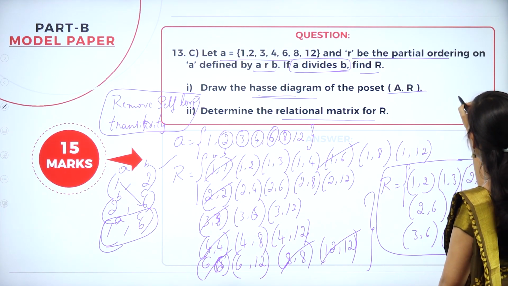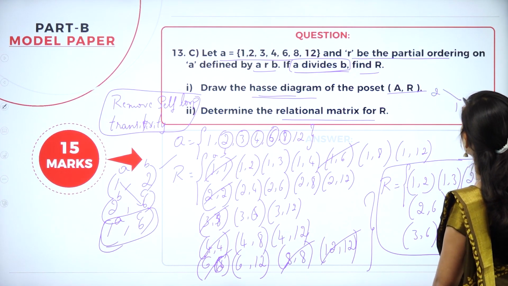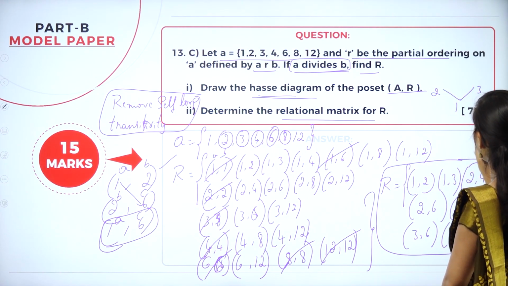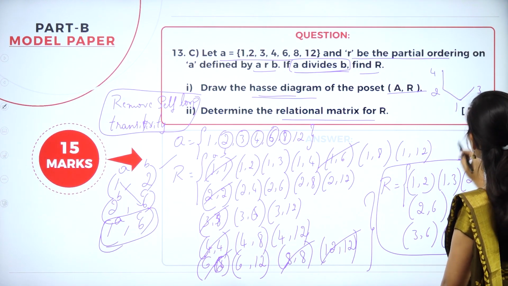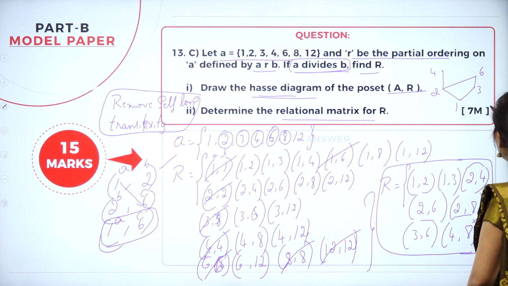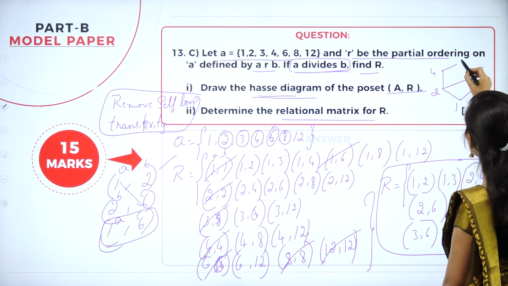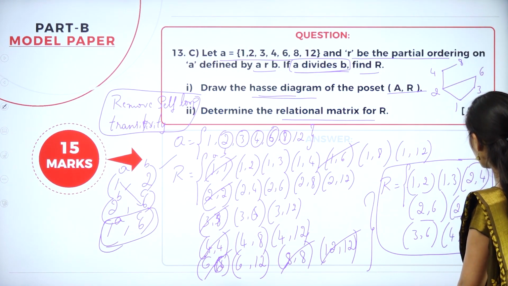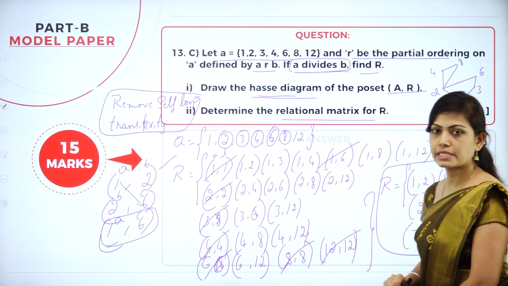So I'll write it here. 1 divides 2 and 1 divides 3 and 2 to 4 and 3 to 6. I'll write this 6 and 2 to 6 also. You can join this. 2 can divide 6. And next is 4 to 8. So I'll write it here 4 to 8 and also we have 2 to 8. Just connect this. So this is your Hasse diagram.